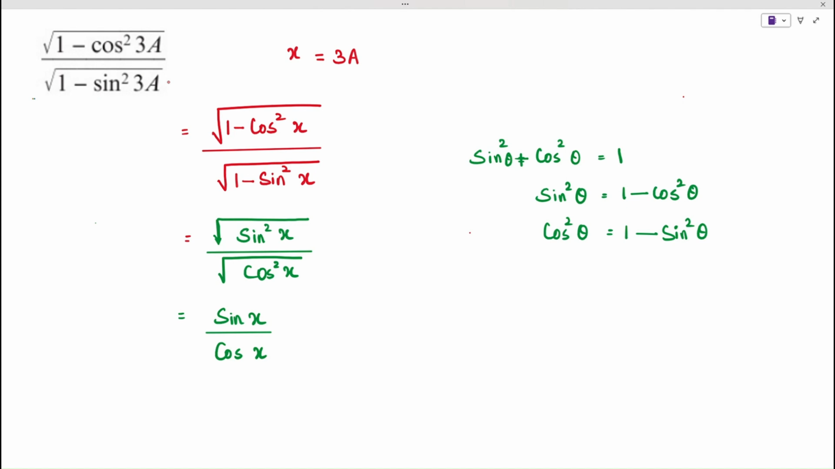So we can bring in our first trigonometric identity here. At the beginning of this video we saw that sine theta over cos theta is equal to tan theta. In our question, we have simplified it down to sine x over cos x, and this is equal to tan x. And since x is equal to 3a, we can substitute 3a back in place of the x. So this is equal to tan of 3a.